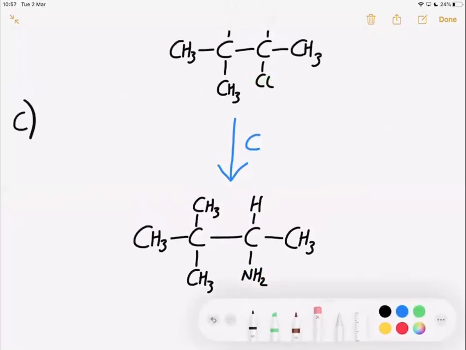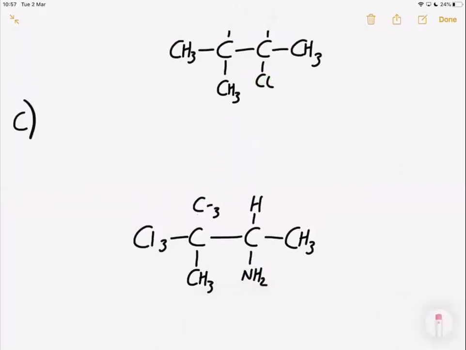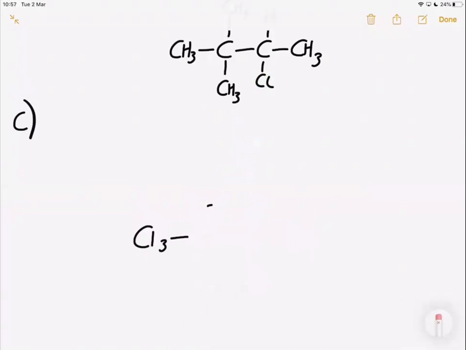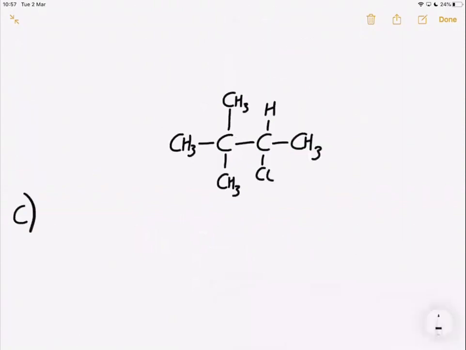So if we just get rid of this arrow and get rid of the products, this is a nucleophilic substitution, right? That's the name of the mechanism. And the main thing is to spot what our nucleophile is. So we're going to get nucleophilic substitution, and our nucleophile has to produce an amine. So you should hopefully remember that our nucleophile is going to be ammonia.